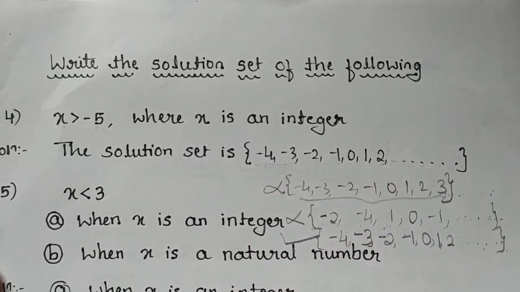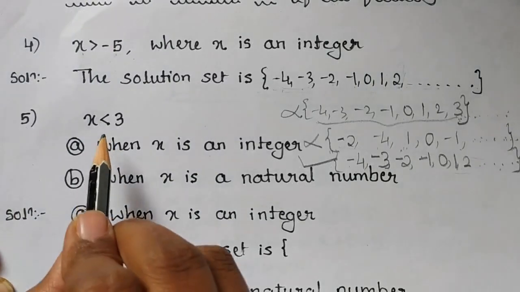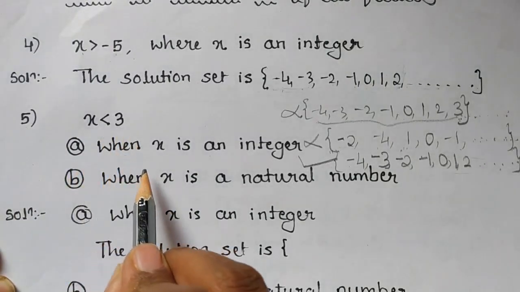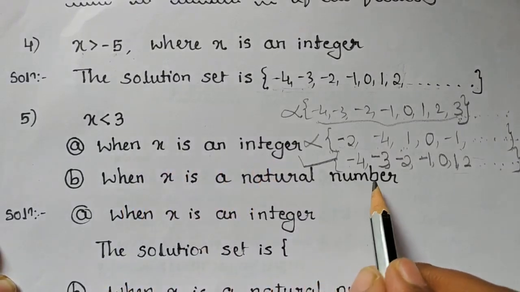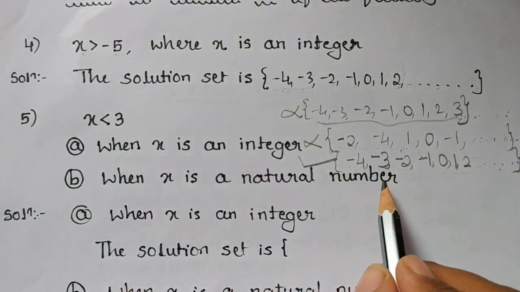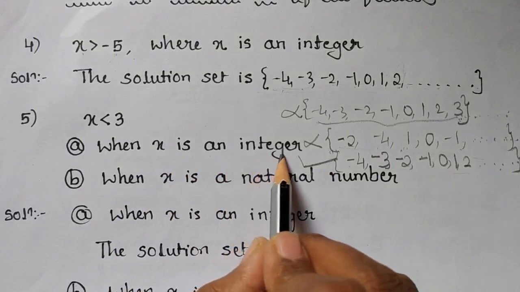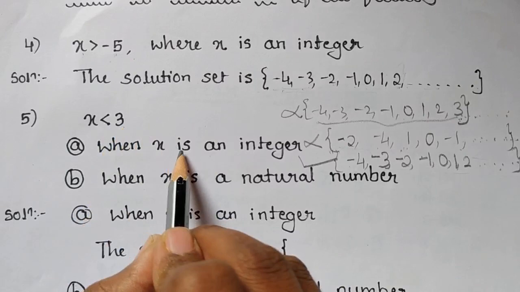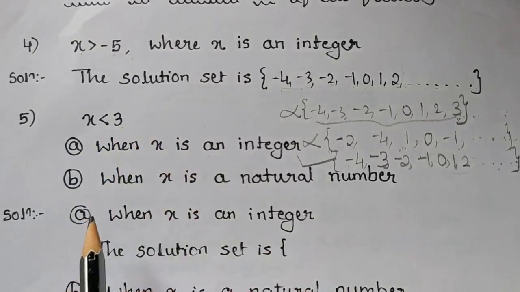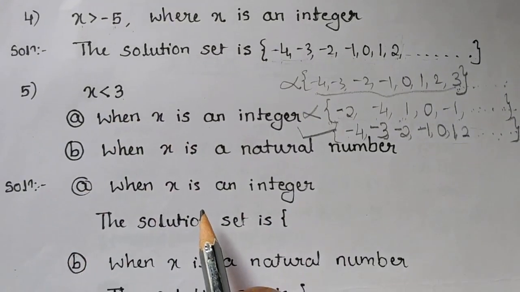Now the next example is x less than 3. Here we have two sub-questions. When x is an integer, second when x is a natural number. For the first one, write all integer values of x which satisfy the inequality, and the set of all those values will be a solution set. Let us solve one by one.